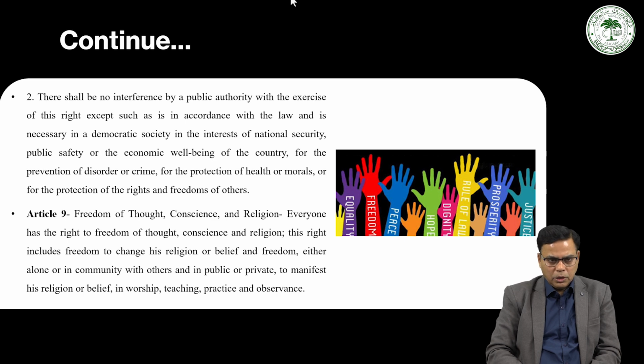You will find many other things. So these are the reasonable restrictions that have been enlisted here. Article 9 is talking about the freedom of thought, conscience, and religion. Everyone has the right to freedom of thought, conscience, and religion. This right includes freedom to change his religion or belief, and freedom, either alone or in community with others, and in public or private, to manifest his religion or belief in worship, teaching, practice, and observance.